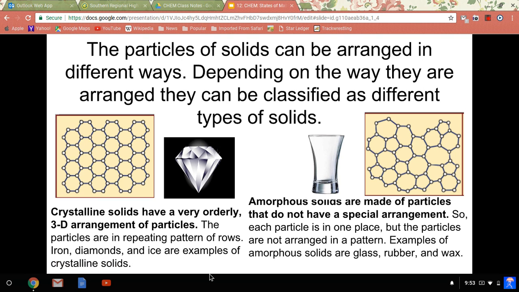The other type of solid that exists is an amorphous solid. And just like its name, like morph, it kind of morphs into whatever it needs to be for those particles to lock into place. So some examples of amorphous solids are glass, rubber, wax, and all those particles are still tightly packed together like you see here in the glass diagram, but they don't have that same repeating pattern.